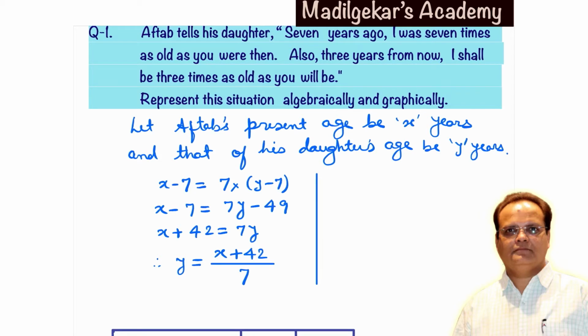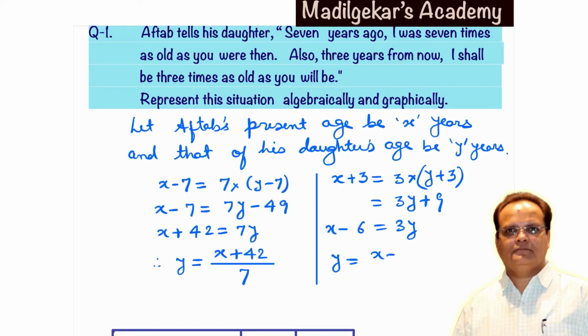Now, again it is given that 3 years from now, means 3 years later, their ages will be x plus 3 years and y plus 3 years. Aftab will be 3 times as old as his daughter's age, means 3 into y plus 3. That is 3y plus 9, which gives x minus 6 equals to 3y. Means y is x minus 6 upon 3. So these are the two equations.